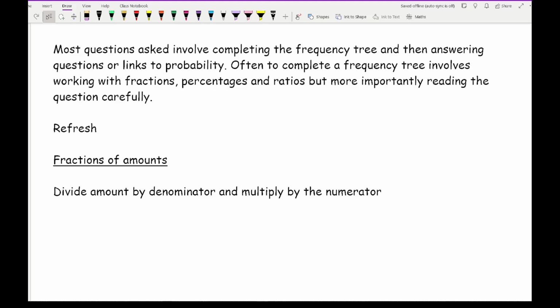Now let's just have a quick refresh on working out fractions of amounts. The method to do this is just divide the amount by the denominator and multiply by the numerator. So in this case, if I want to work out what 2/3 of 60 was, I'll do 60 divided by 3, which is 20, multiply that by 2, and that gives me an answer of 40. So 2/3 of 60 equals 40.